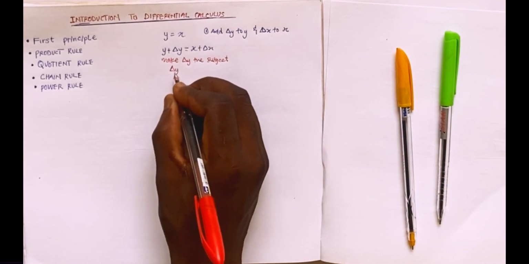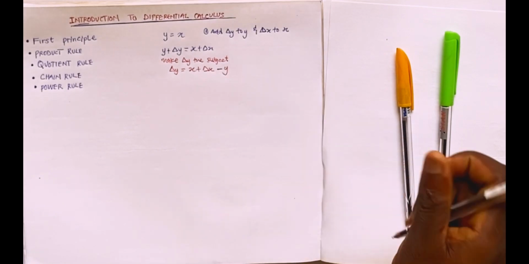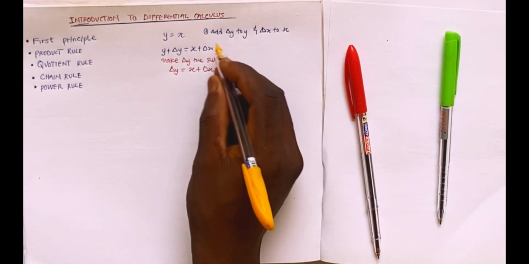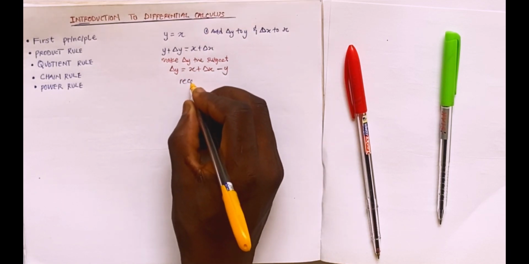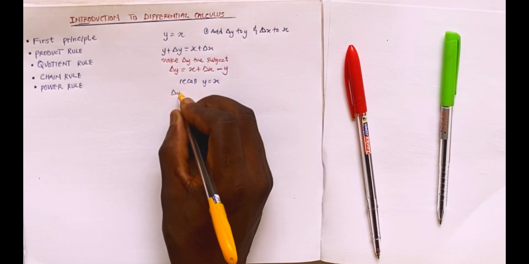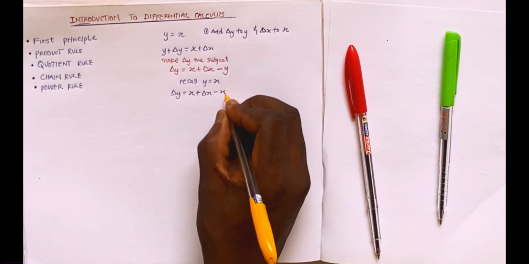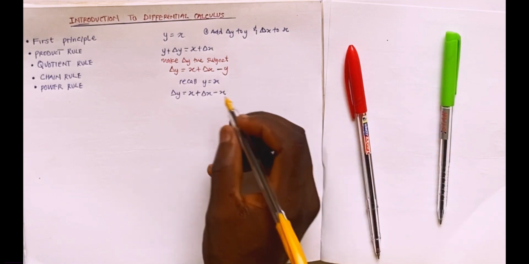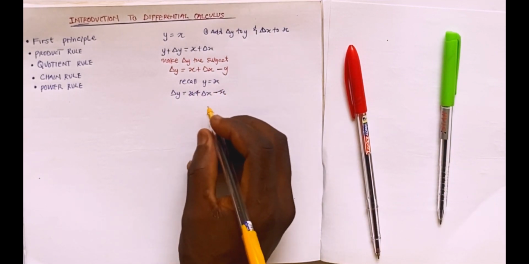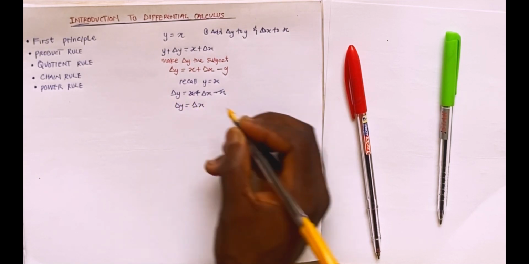Anyhow, you are going to have delta y equals x plus delta x minus y. Can you see this down? So you can just recall that y is x. Recall, y equals x, so that you're going to have delta y equals x plus delta x minus x. So you understand it. In this case, you cancel this, so that I'll have delta y equals delta x. You get it right down.